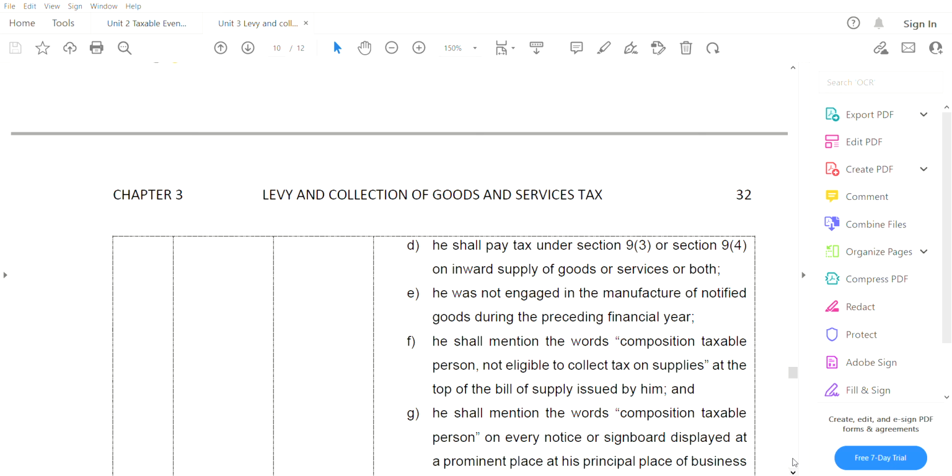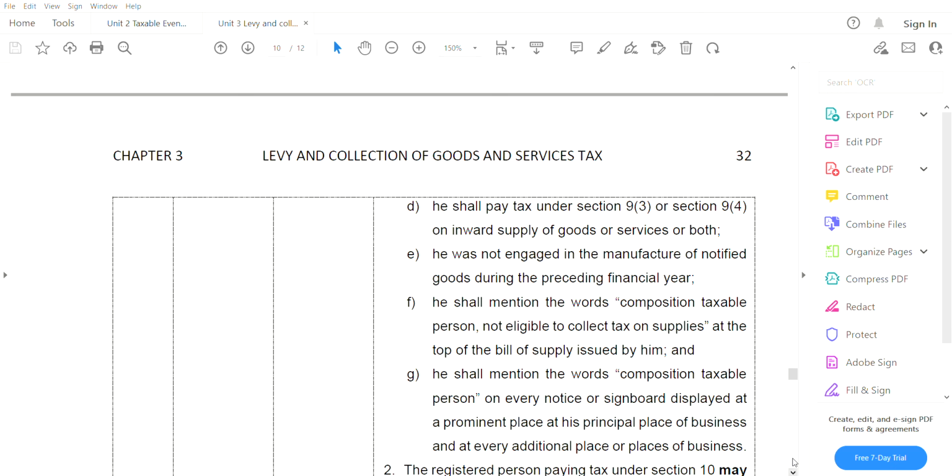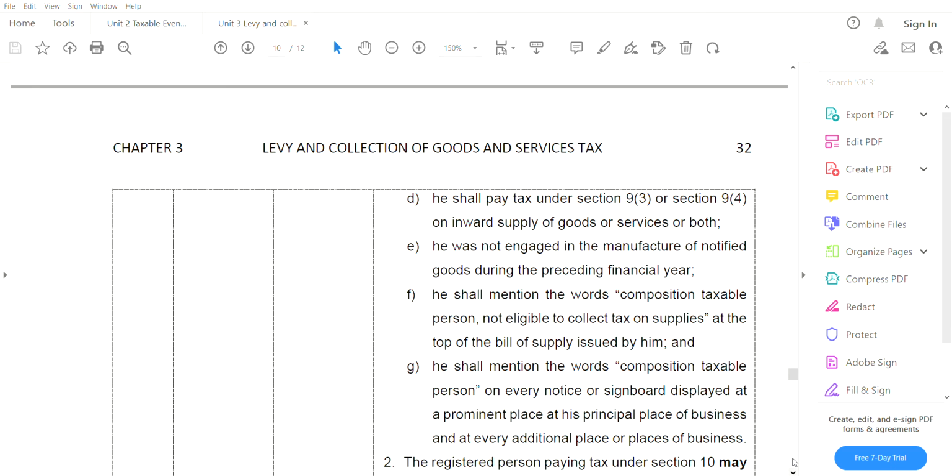Then he shall mention the words composition taxable person, not eligible to collect tax on supplies at the top of the bill of supply issued by him. Through the invoice rules, a composition dealer cannot issue a tax invoice. Tax invoice can be issued only when you collect a tax. When you don't collect a tax, what you issue is a bill of supply.